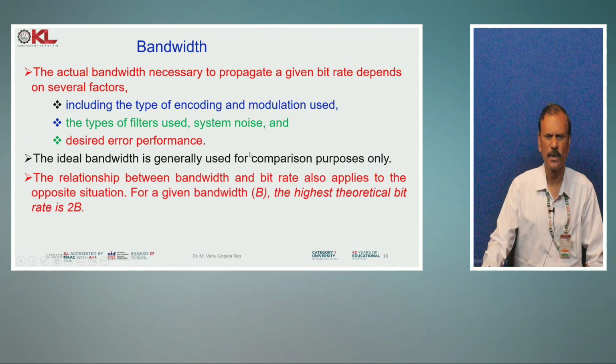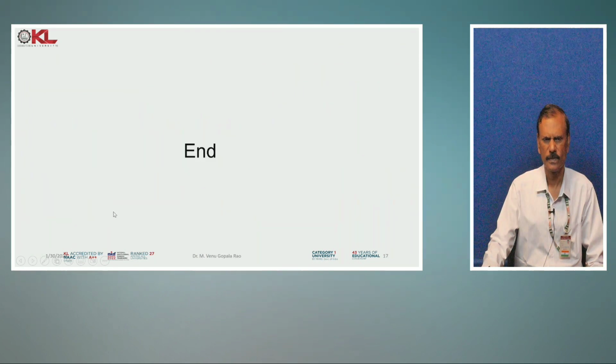The ideal bandwidth is generally used for comparison purposes only. The relationship between bandwidth and bit rate also applies to the opposite situation. For example, for a given bandwidth B, the highest theoretical bit rate is 2B. Okay, so that was a brief, very basic introduction to digital carrier modulation systems.